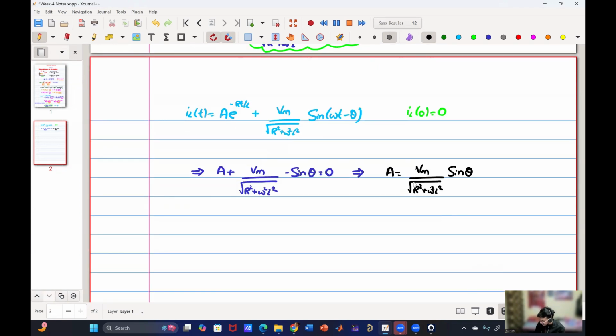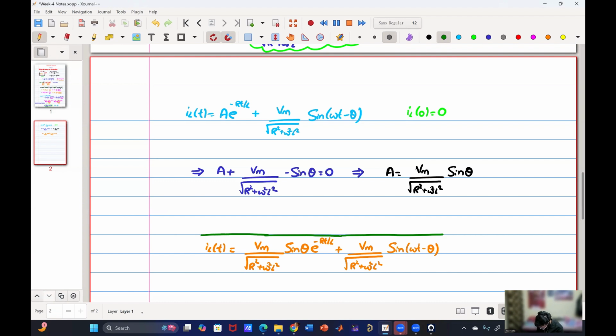Now just let me quickly write an expression of iL of t. So the final version of iL of t is Vm by square root of R square plus omega square L square sine theta into e to the power minus Rt by L, plus Vm by square root of R square plus omega square L square sine of omega t minus theta. So this is the overall expression.